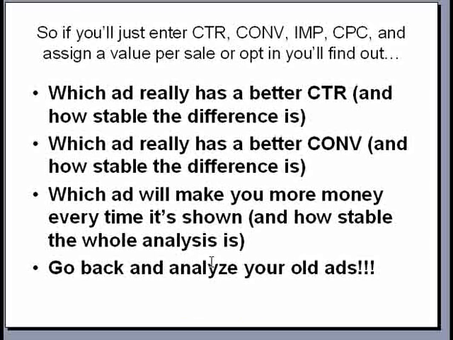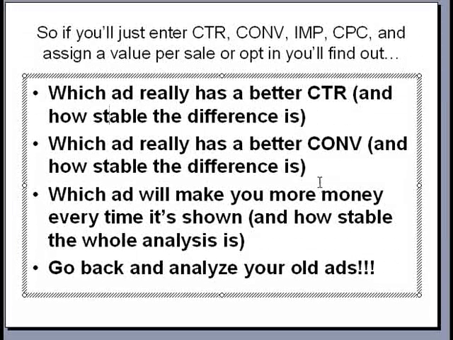So it's really easy if you'll just enter your numbers, click-through, conversion, impressions, and cost per clicks, and then assign a value per sale. You'll find out which ad has a better click-through rate and how stable that difference is, which ad has a better conversion rate and how stable that difference is, which ad's going to make you more money every time it's shown, and that's where you want to make your decisions.